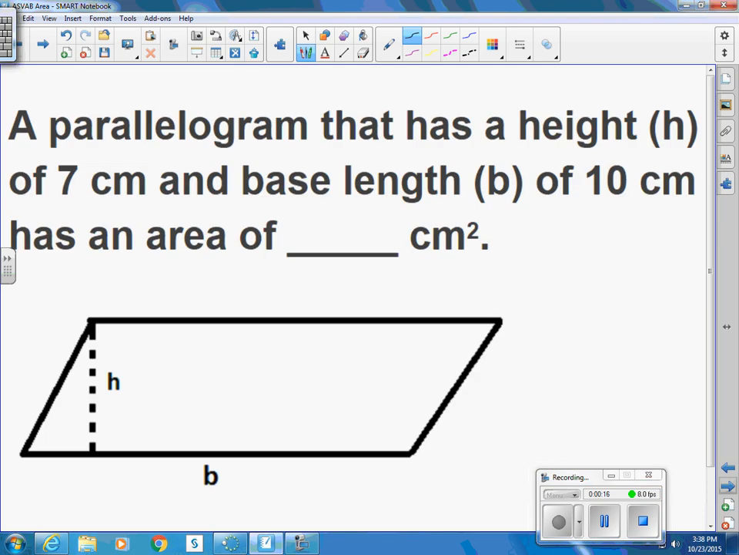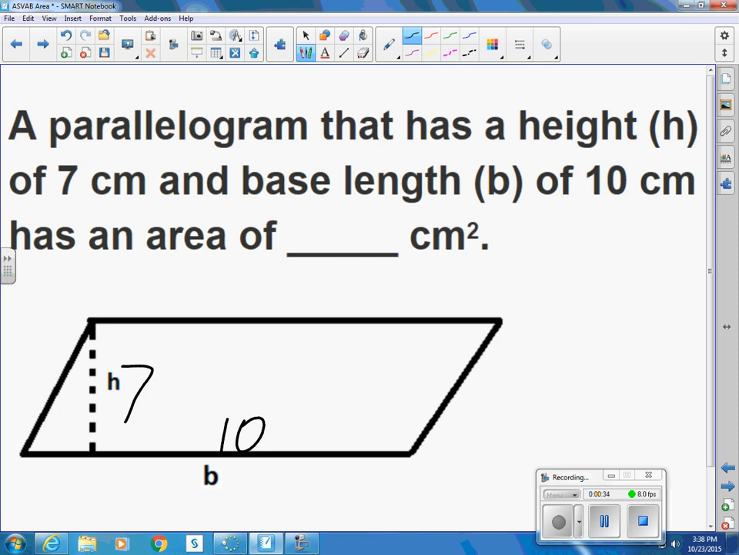Let's say a parallelogram has a height h of 7 centimeters. So this distance, this height here is 7, and the length b is 10. What's the area?